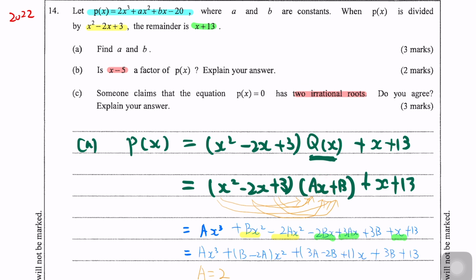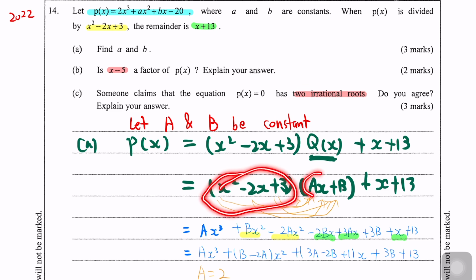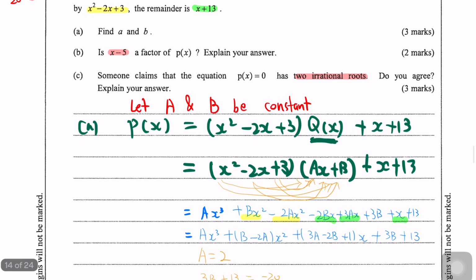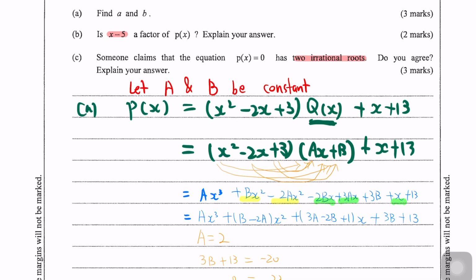So you let a and b be constants. Here, this is the dividend, this is the quotient. We know the quotient should be in this format. And then we try to expand it. After we expand it, we group the like terms, and then try to solve the unknowns we create, and then solve the unknowns the question is asking.